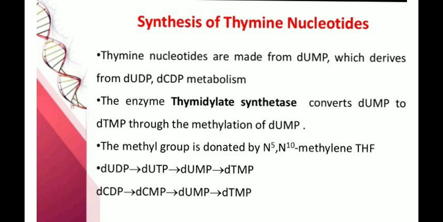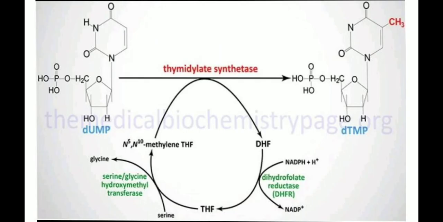Okay, and there is again one enzyme which converts this dUMP to TMP. That is thymidylate synthetase, and the process is a methylation of dUMP. So methylation means a methyl group should be there. This methyl group is donated by N5,N10-methylene tetrahydrofolate. Okay, so this is the reaction by which you can easily say how the conversion or synthesis is taking place. So this is the UMP molecule, right.